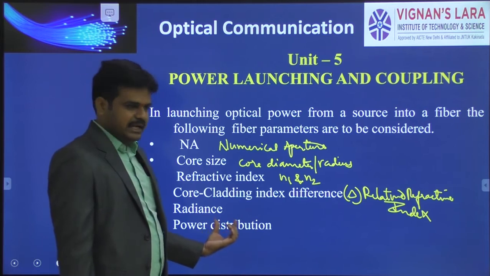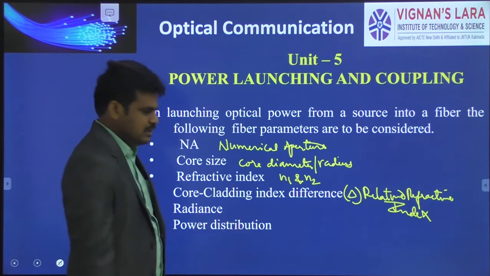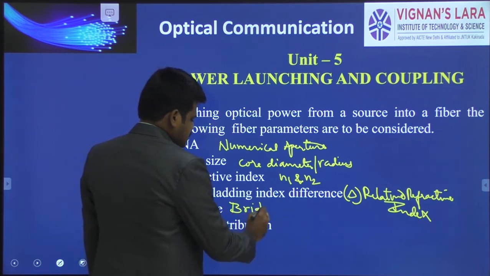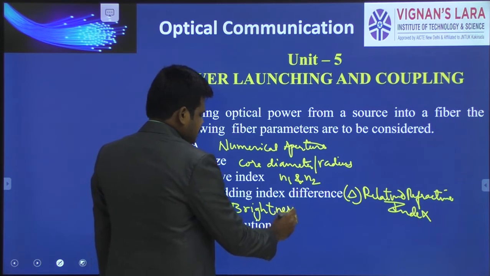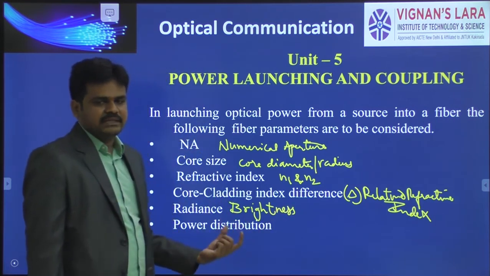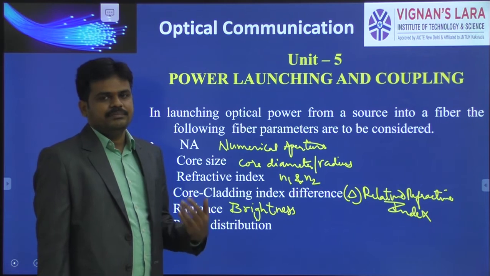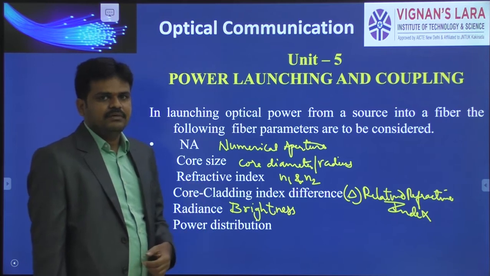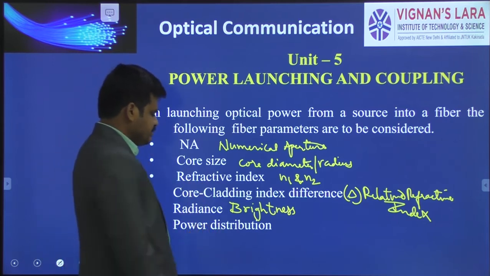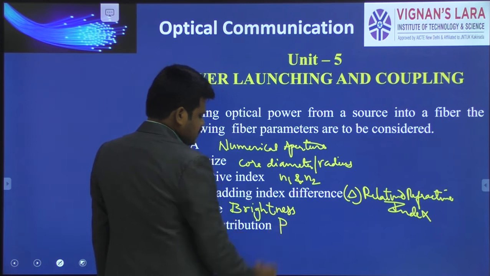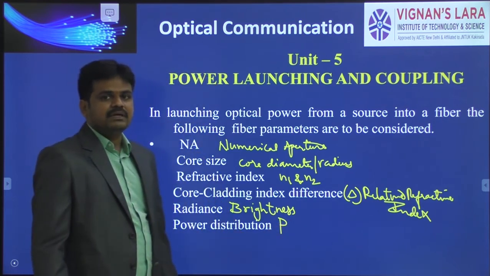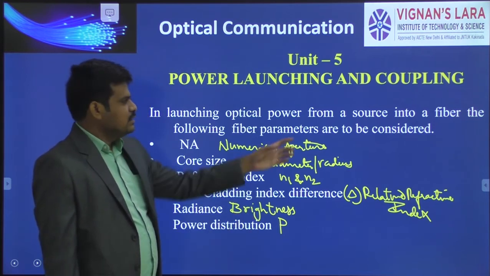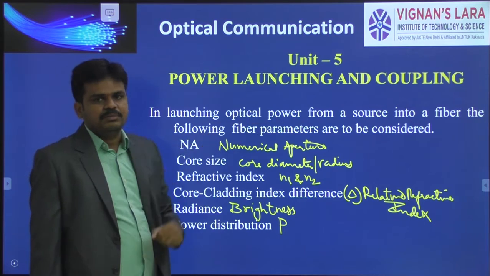The next one is radiance. Radiance is also called brightness. Radiance of the light, or brightness of the light, is also considered while coupling the source with the fiber. The next one is optical power distribution. That is also considered while coupling the source with the optical fiber.